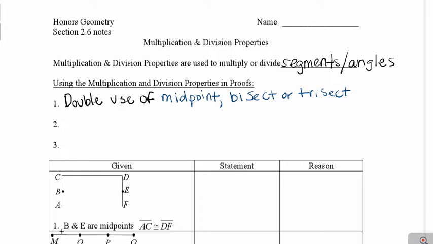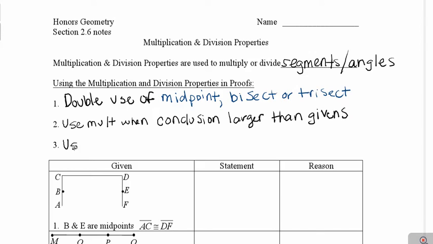Now my second hint is we use the multiplication property whenever the concluding segments or angles are larger than the given segments or angles. So the reverse of this would be true for the division property. We would use the division property whenever the conclusion is smaller, so whenever the concluding angles or segments are smaller than the given segments or angles.